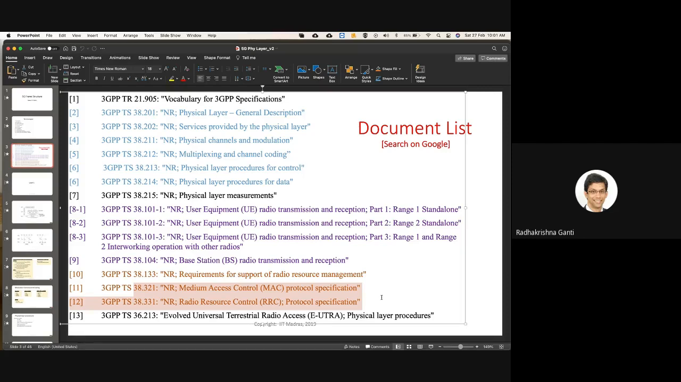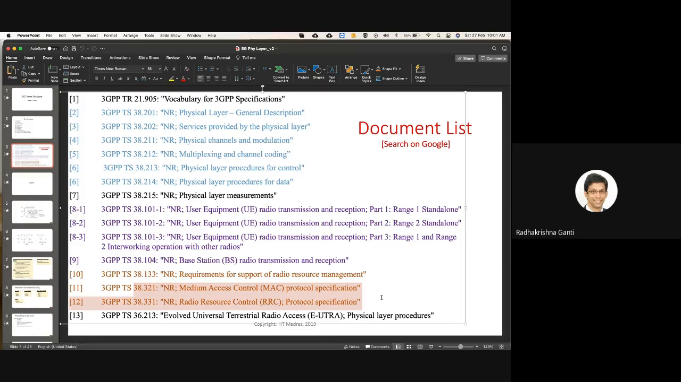So that is how you identify which document belongs to which group. 2 stands for physical layer, 1 stands for RF layer, and 3 stands for RRC and MAC. Again, this is a standard convention that people follow.